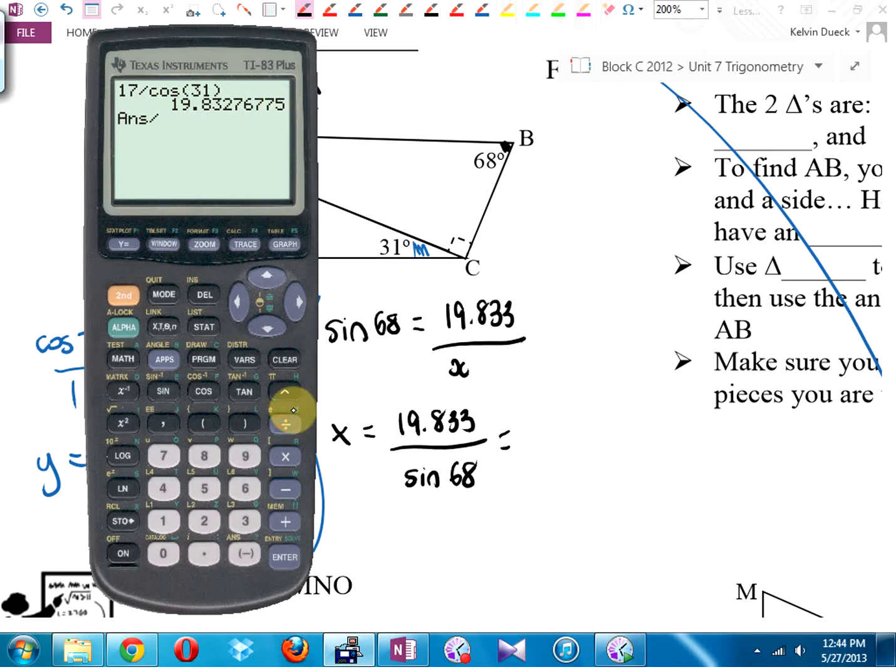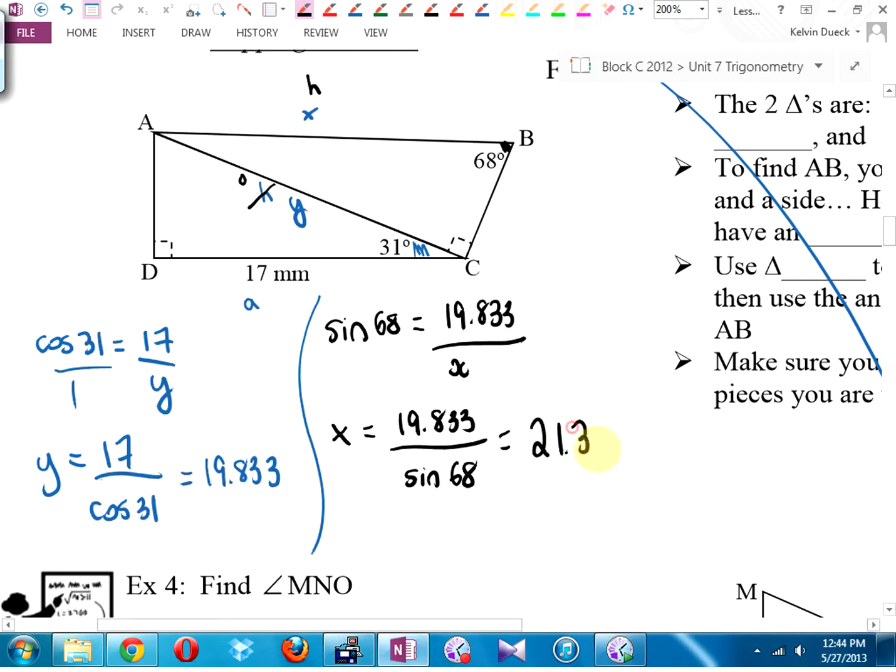If I just hit divide, it assumes I want the previous answer. Most of your calculators will do that. Sine 68. Some of you may have to hit an answer button, which is usually next to the equal sign or shift equal sign or something like that. And I get 21.39. Units, millimeters. That's how long that side is.